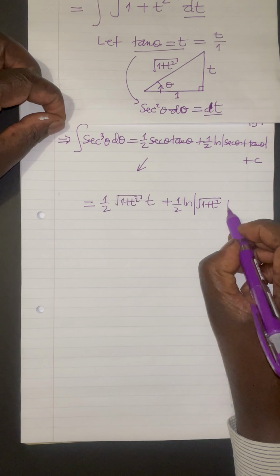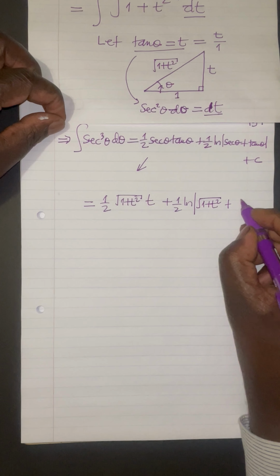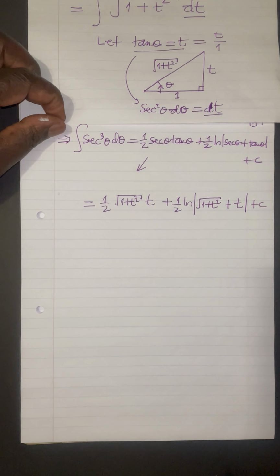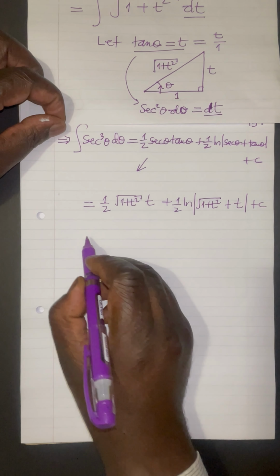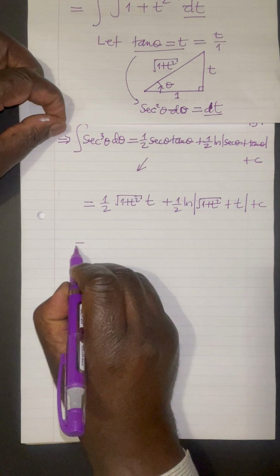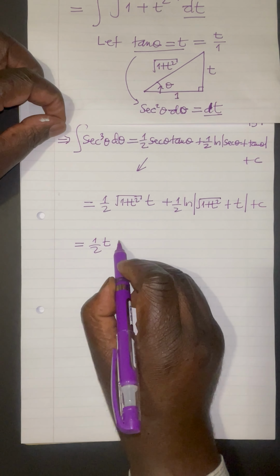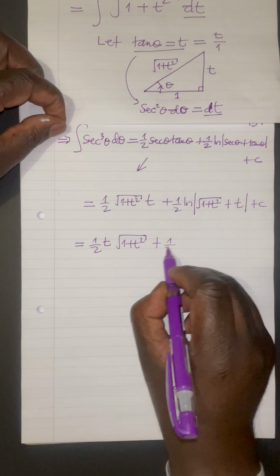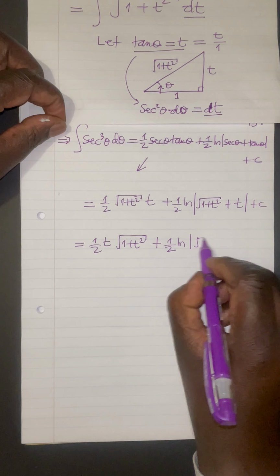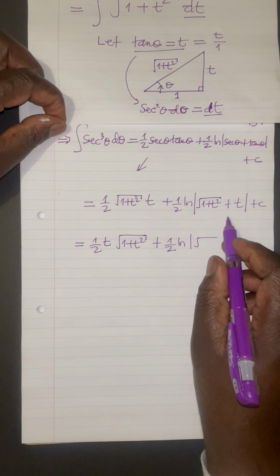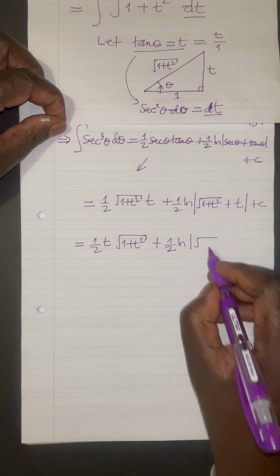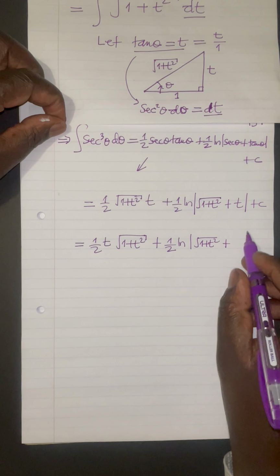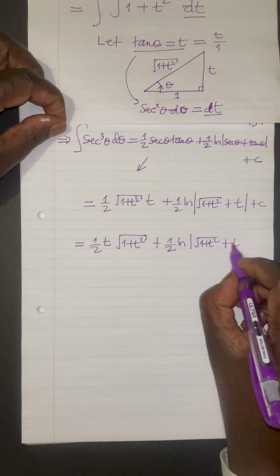And then we have to say plus, what is tan theta? Well, tan theta is t, as you can see it here, t. And I'm going to say this plus c. Now, let me rewrite this part here. So this is going to be equal to half of t times square root of 1 plus t squared, and then plus half of natural log of, let me maintain that, square root of 1 plus t squared, because this part will never be negative, but that t here could be negative depending on the value of t. So we have t and then plus c.